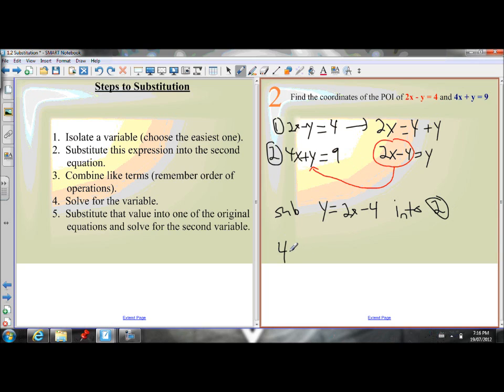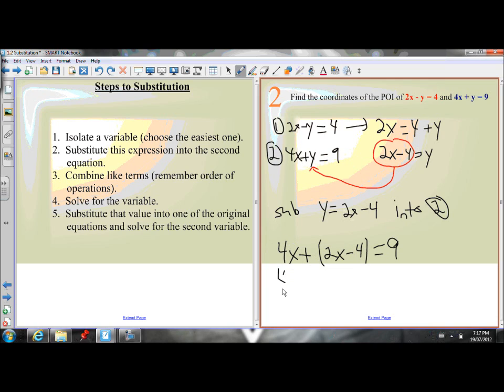Okay, so 4x plus y is 2x minus 4. I put it in brackets. Okay, equals 9. In this scenario, it doesn't really matter that the brackets are there because we're just adding it, but it's good to get in the habit of that in case we are subtracting, to remember to apply the subtraction sign to each term inside the brackets, or if it had to be multiplied by a constant, we would have to use the distributive property. Okay, so I replaced y with 2x minus 4, left everything else the same.